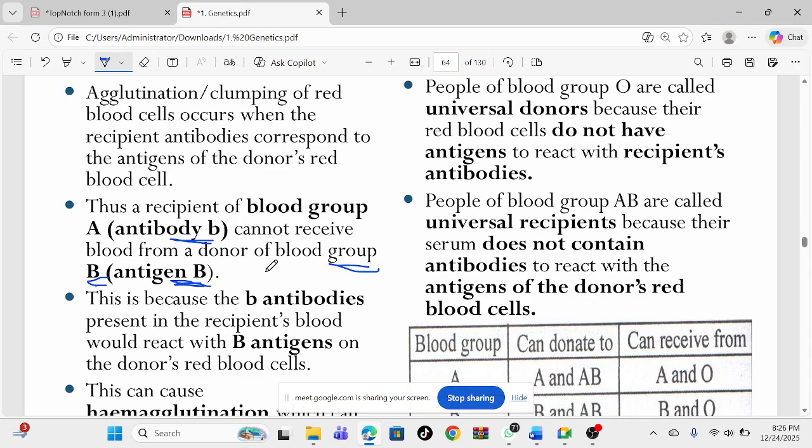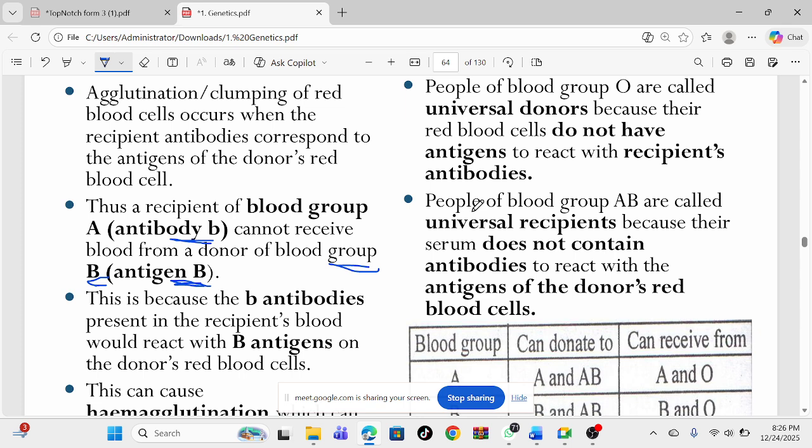Because there is something known as the antigen-antibody reaction. Antigen-antibody reaction causes clumping of the blood, and clumping of the blood is known as agglutination. So meaning that a person who is given blood in a blood transfusion, the one who donates the blood, must not have the same antibody and antigen as mine. If those antibodies and antigens are the same, the blood clumping happens.